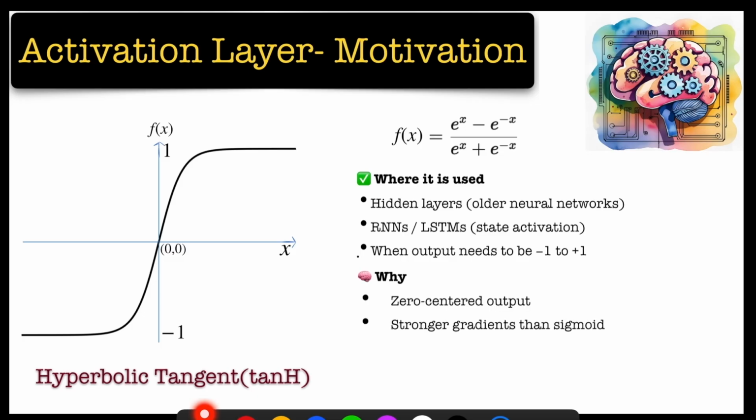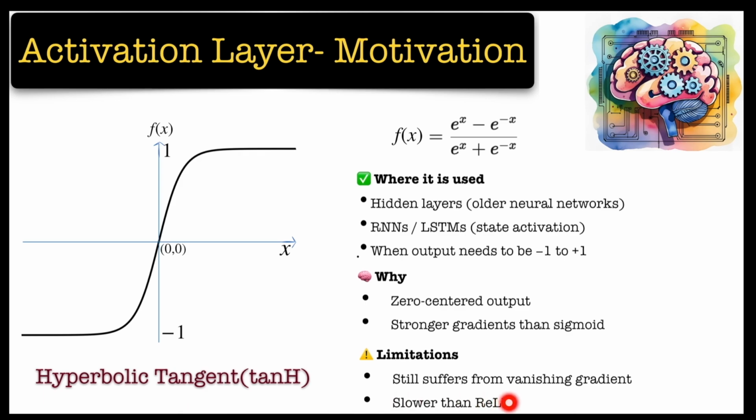Why do we use Tanh? It has a zero-centered output. If our requirement is like that, we can use Tanh, and it has a stronger gradient than sigmoid, as in the slope can be steeper than sigmoid. Now, a few limitations. It still suffers from vanishing gradient, and it is slower than ReLU. ReLU is the most commonly used activation function, so we'll see it next. But Tanh is slower than ReLU, so that's why ReLU somehow replaced Tanh.